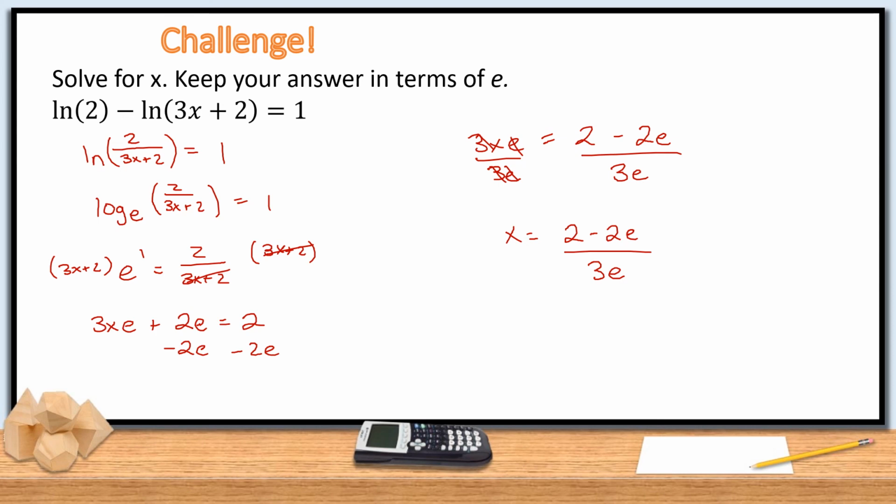So that's your answer in terms of e. We're not going to evaluate it. Like we could type this in our calculator. e is an actual number. It's an irrational number, but it is a number. So we could get a decimal answer for this, but we don't want one. We want it in terms of e. So if you got it, congratulations. If you did not, maybe think about, okay, where did I get lost? What can I do differently?